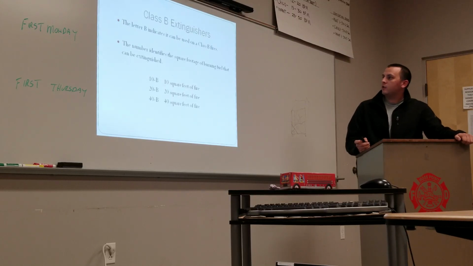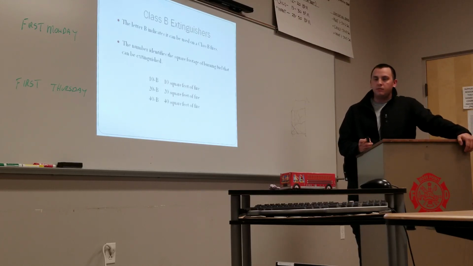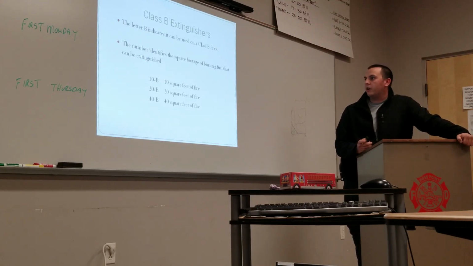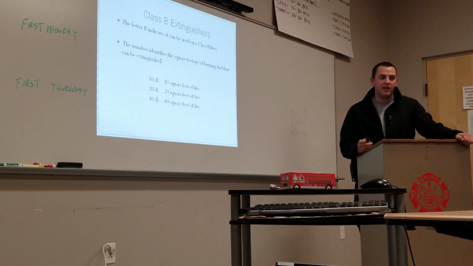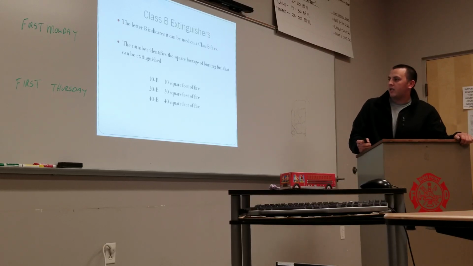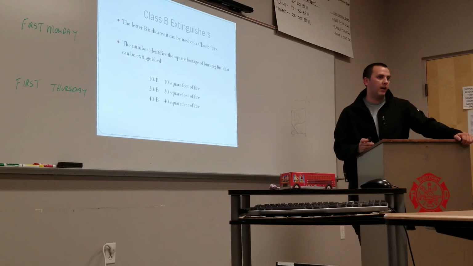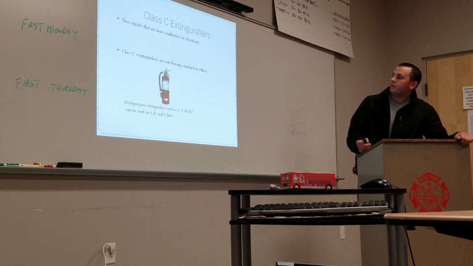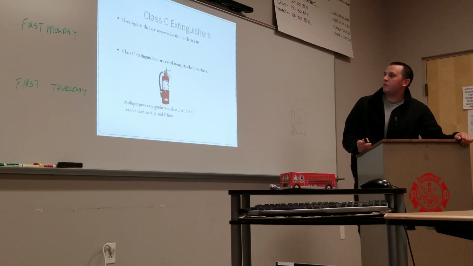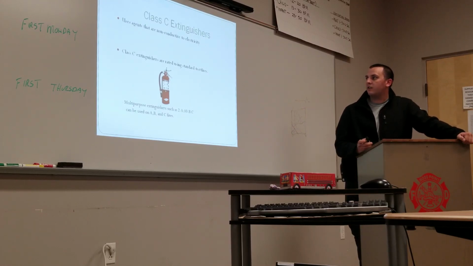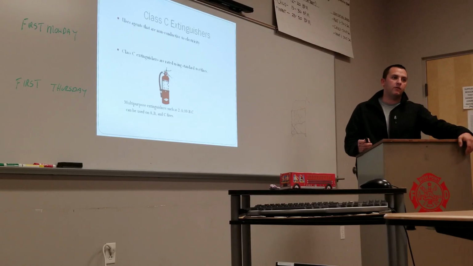Our Class B extinguishers, the letter B indicates it can be used on a Class B fire. The number identifies the square footage of burning fuel that can be extinguished with the Class B. For example, a 10B will be 10 square feet of fire, 20B, 20 square feet of fire, or 40B, 40 square feet of fire. Our Class C extinguishers use agents that are non-conductive to electricity. The Class C extinguishers are rated using standard test fires from institutes.